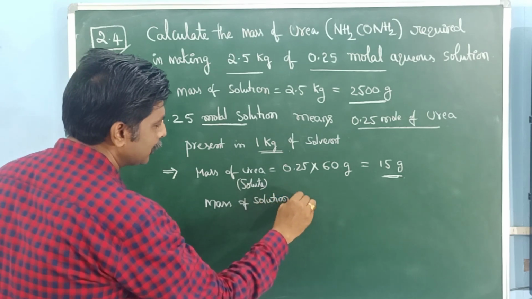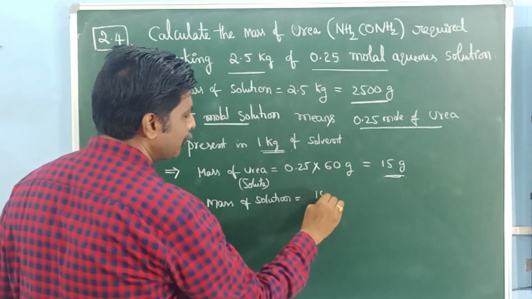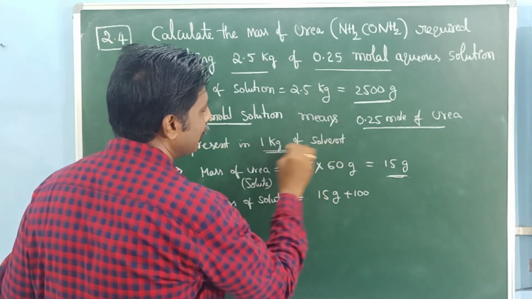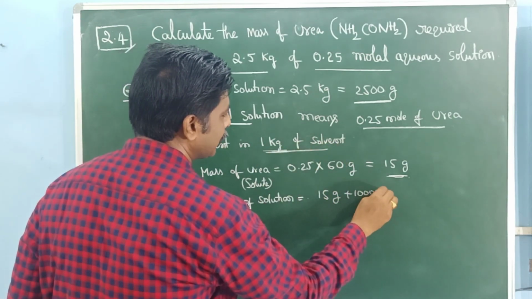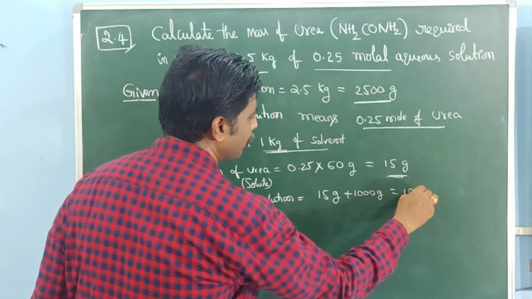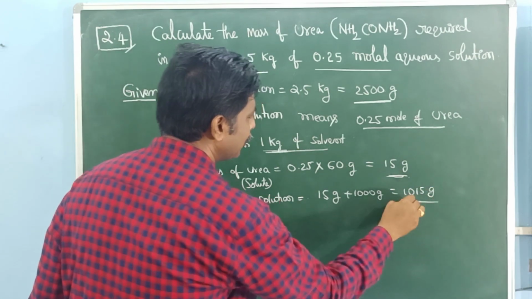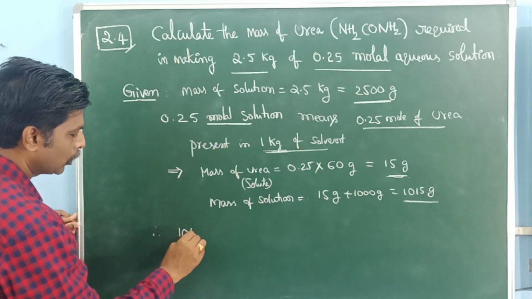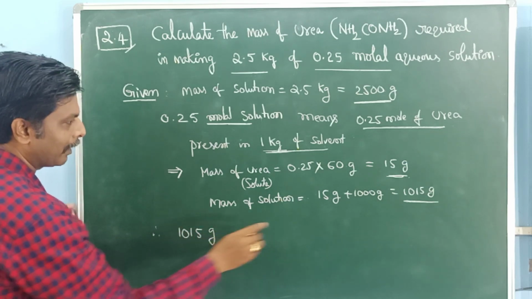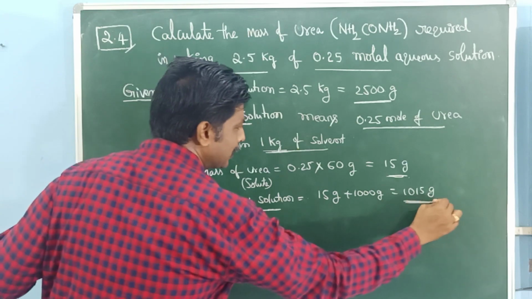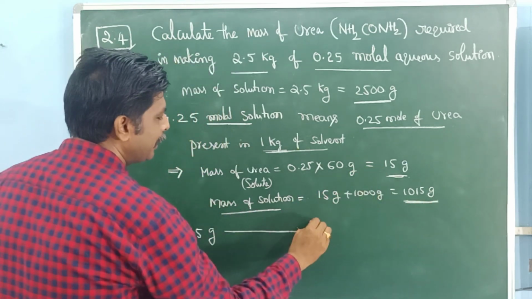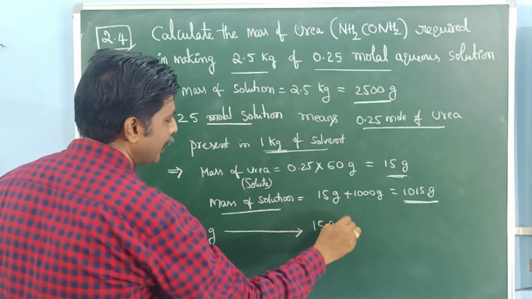Here, mass of solution is equal to mass of solute, 15 grams, plus mass of solvent, 1 kg. 1 kg means 1000 grams. That means 1015 grams. Therefore, this is the key step. The mass of the solution is 1015 grams, and it contains 15 grams of urea.